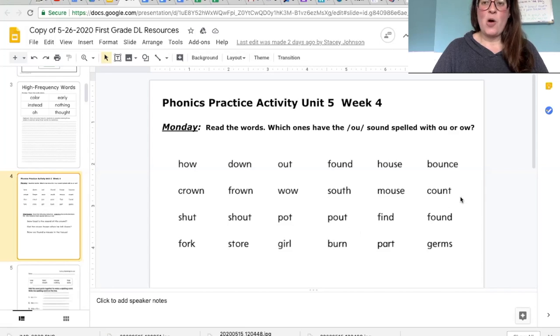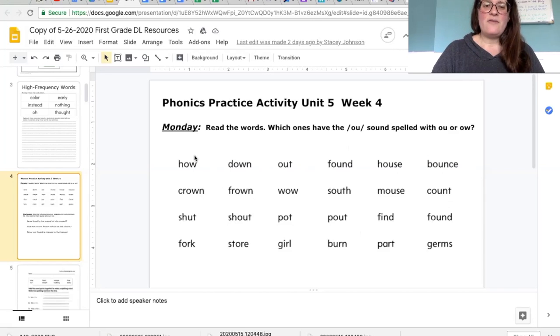count. What I want you to do is with your family, read all of these words and practice saying ow every time you see OW or OU. And you can make this into a bingo game. So when your family member reads a word, like say they read shout, you would find shout and put a little marker over it or color it in.